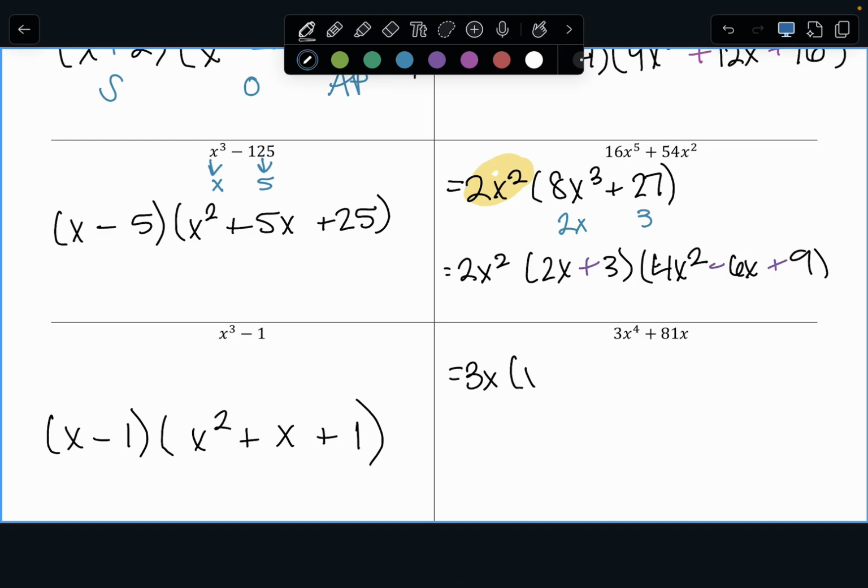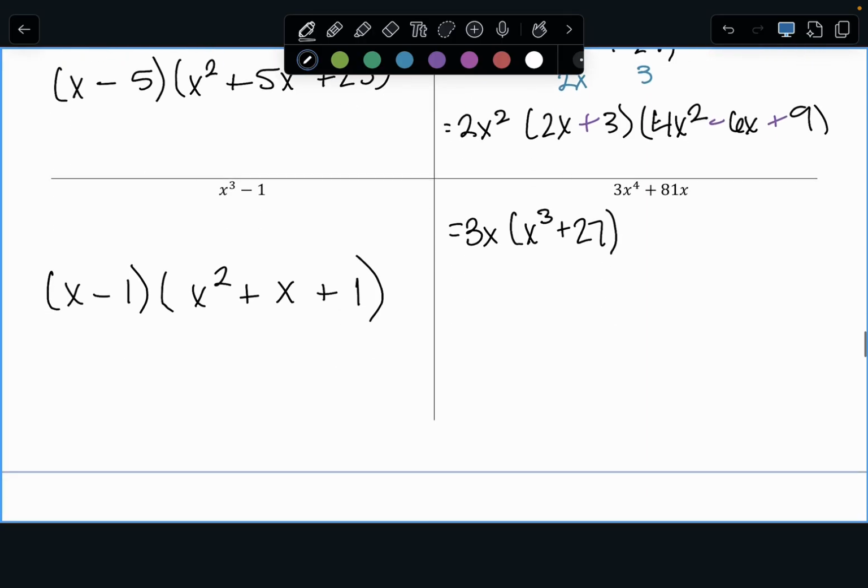Okay, I'm left with x cubed plus 27. What are my cube roots? X and 3, yep. My GCF stays 3x. X and 3 go together. X squared, 3 squared, and then 3x. Same sign, opposite sign, always positive.